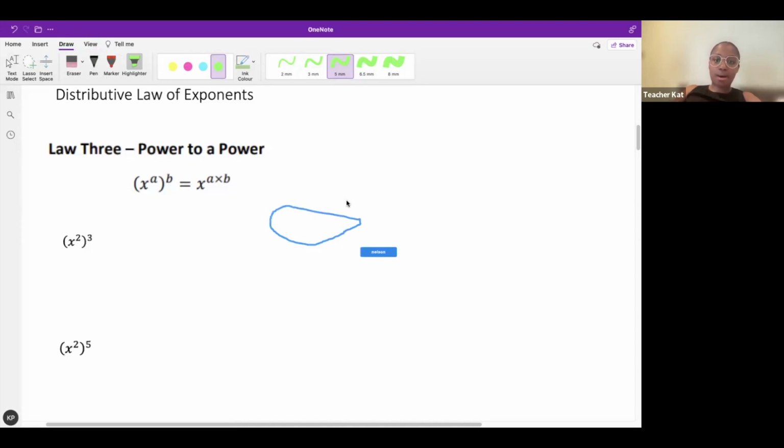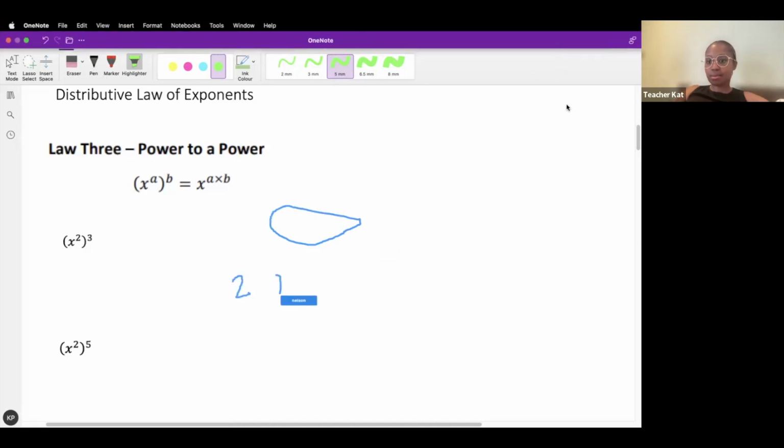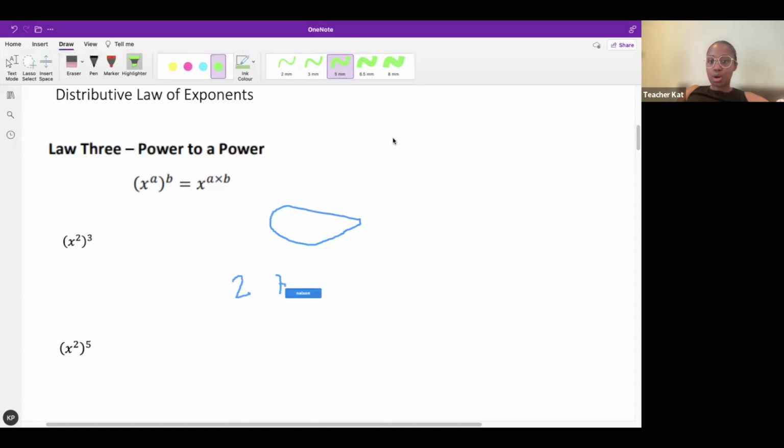If you have a power. Okay, let me disable annotation to avoid our problems. One second. There we go.